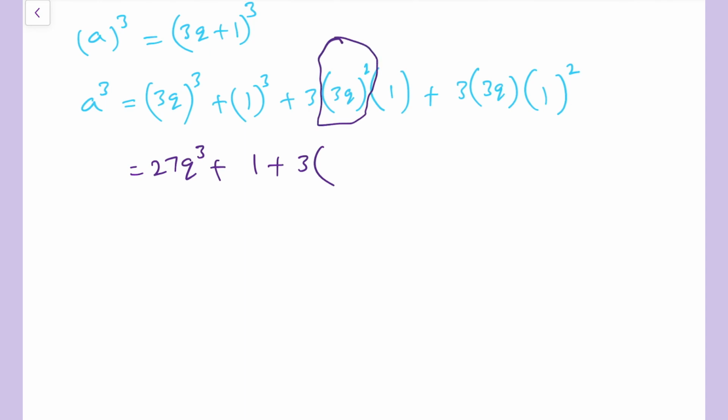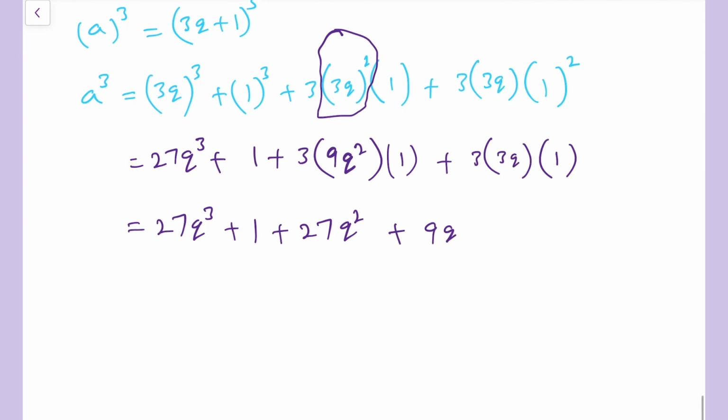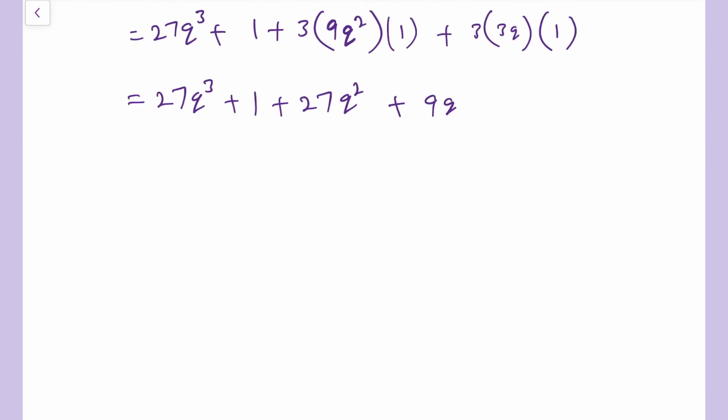3q whole square is 9q square, 1 as it is, plus 3 into 3q into 1 square 1, which is equals to 27q cube plus 1 plus 3 9s are 27q square into 1, anyway not necessary, plus 3 3s are 9q into 1 is 9q again. Now again I will write the number 1 at the ending completely. So we will get that as 27q cube plus 27q square plus 9q plus 1.